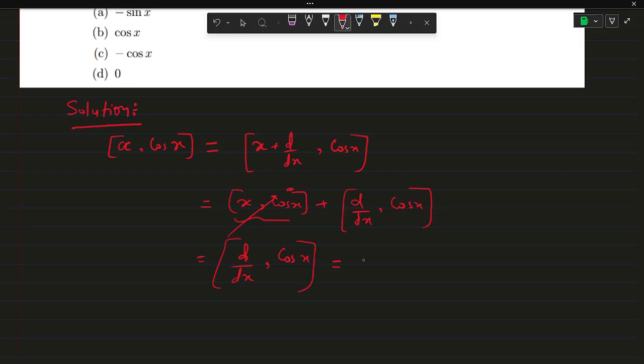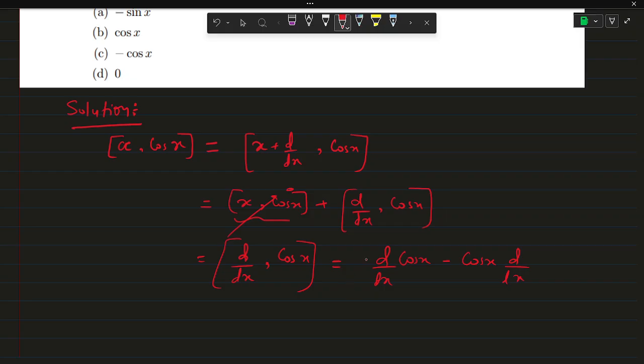So now expand it: d upon dx cos x minus cos x d upon dx. So how do we get the solution? As we know, what is the use of an operator? We use operators to operate on a wave function to get physical quantities. For example, we use the Hamiltonian to operate on a wave function to get eigenenergies, the momentum operator to give momentum, and the velocity operator to give the velocity.